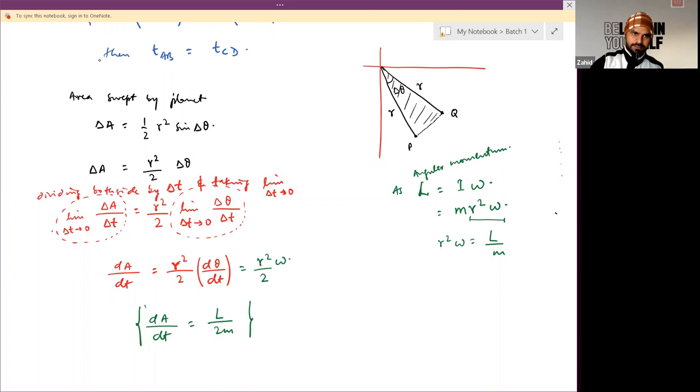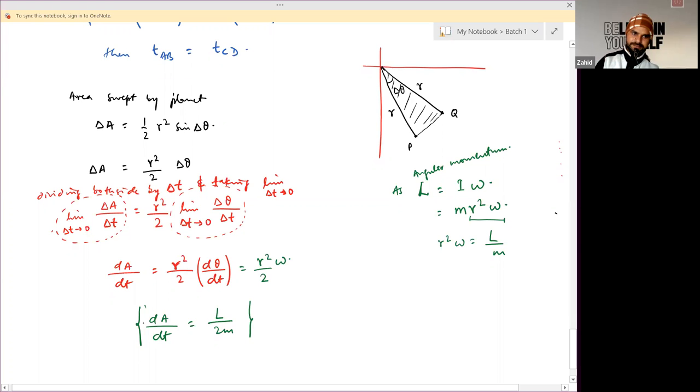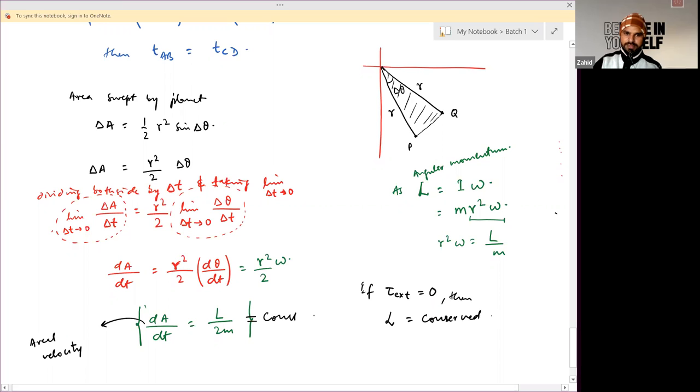Now this term, dA by dt, is called areal velocity, which equals L by 2 times m. And in the last chapter, I defined that if the torque applied on the body or system is 0, then the angular momentum of this entire system is always conserved. So this is the basis of all Kepler's laws. So we can write this entire term is constant.